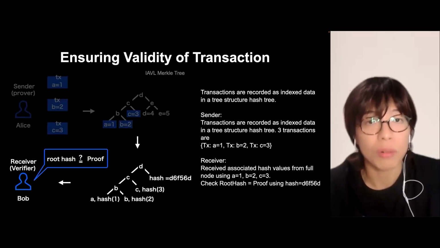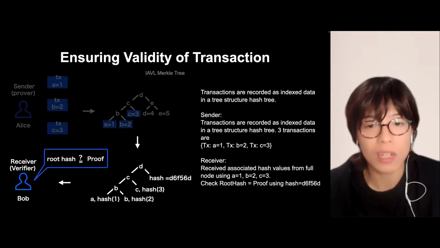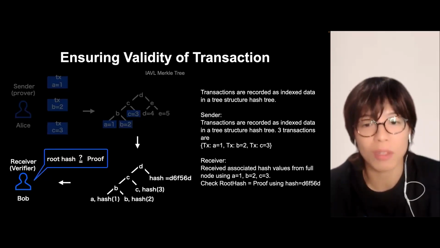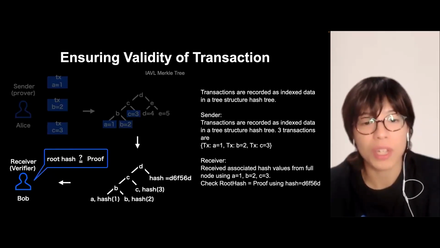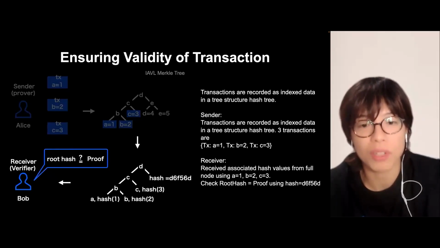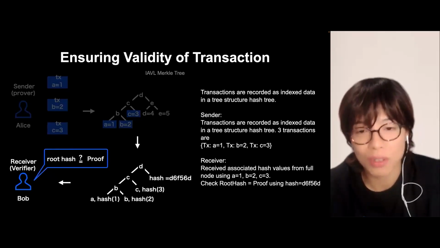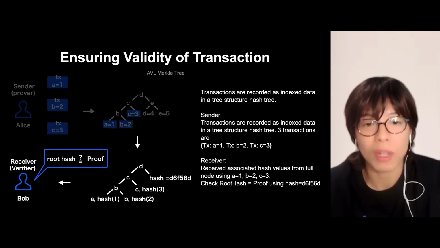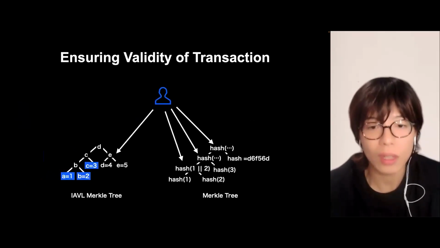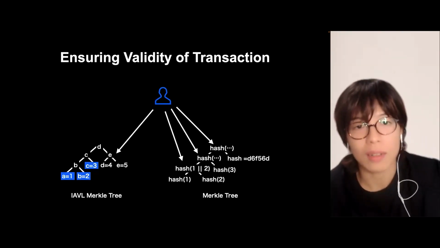The receiver needs to verify if this is a correct transaction from Alice or not. So Bob will utilize the ABC indexes and acquire the hashes other than ABC, and calculate the root value. The proof is compared with the recalculated root hash value. If they are the same, the verification is done.